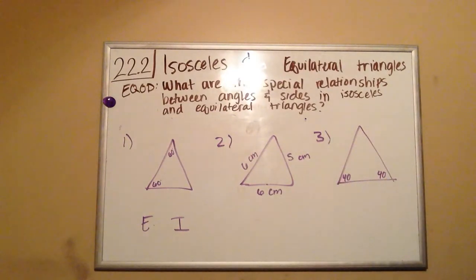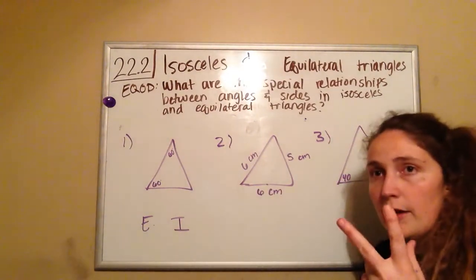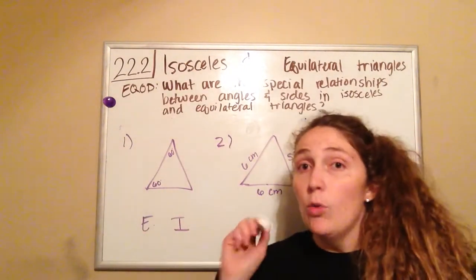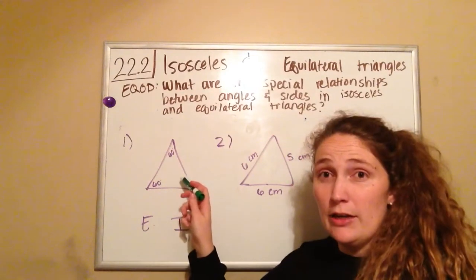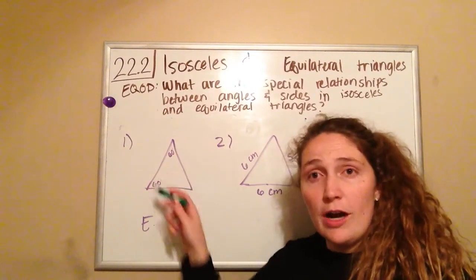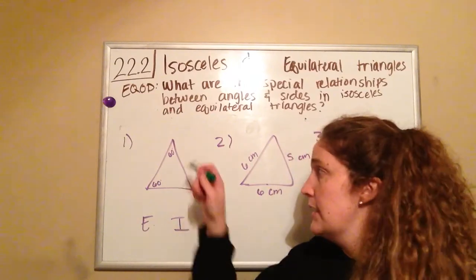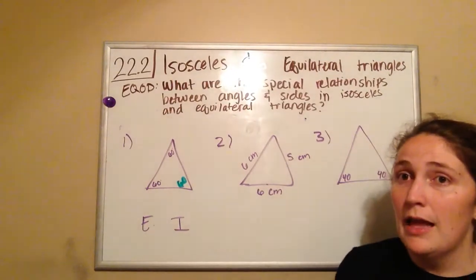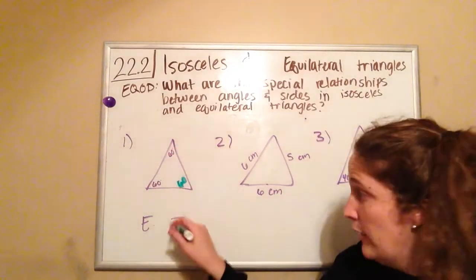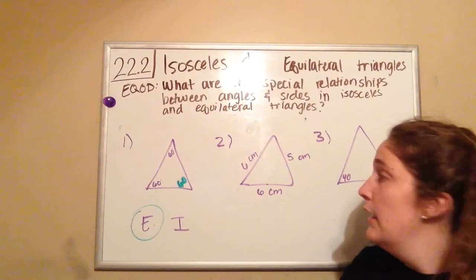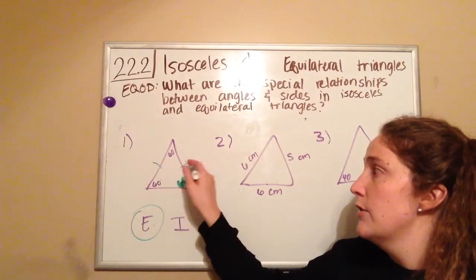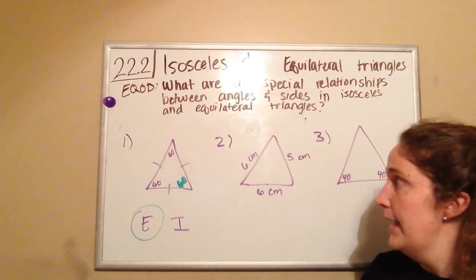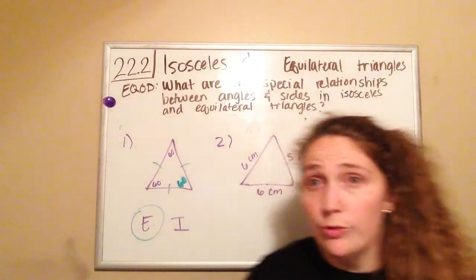Alright, here we go. First one, number 1. We have two angles right now that we know. Both of them are 60 degrees. We should be able to find this third angle, because 3 angles in a triangle always add up to 180. So if we got 60 and 60, we know that this one right here must be 60 as well. And what does that mean when we have 3 equal angles? It means that it is equilateral. Since all the angles are equal, we also know all the sides are equal, because each corresponds to the opposite side.